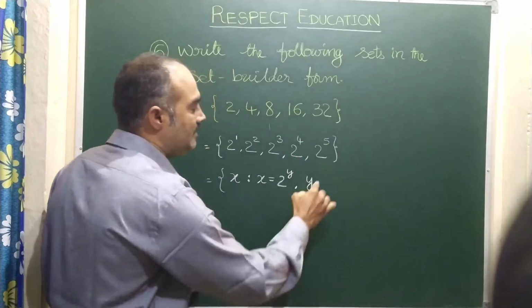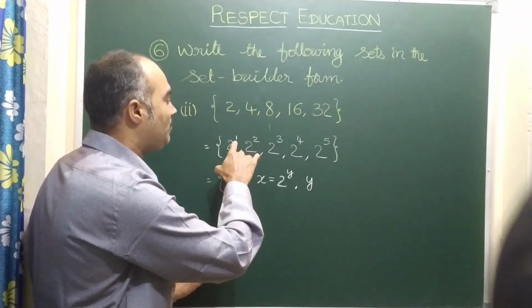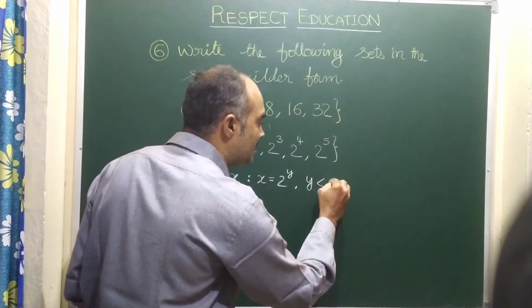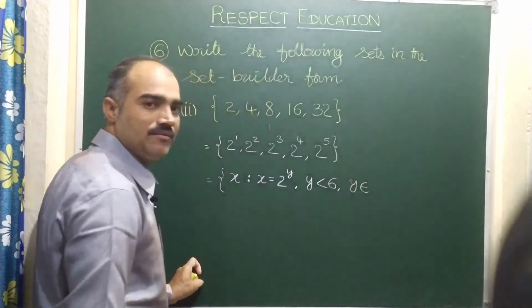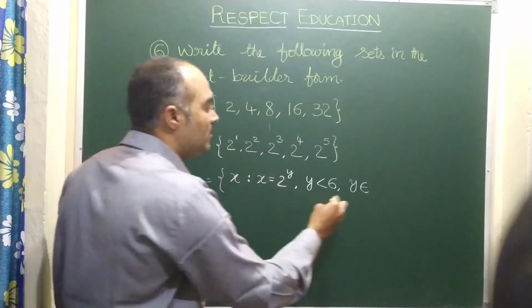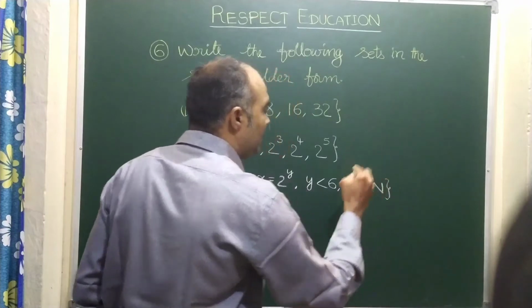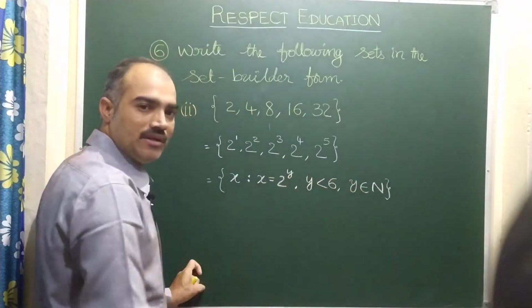Here y can be written as less than or equal to 5 because here y is from 1 to 5. Or we can write y is less than 6 and y belongs to, y is which kind of number? It is starting from 1, so it is natural number. Here let us observe, y belongs to n means we can take y equal to 1 first.